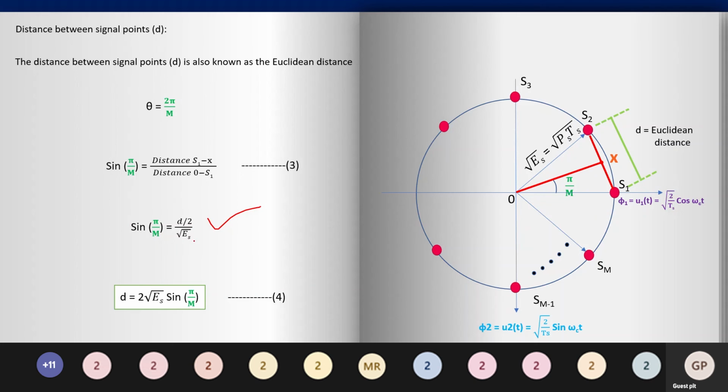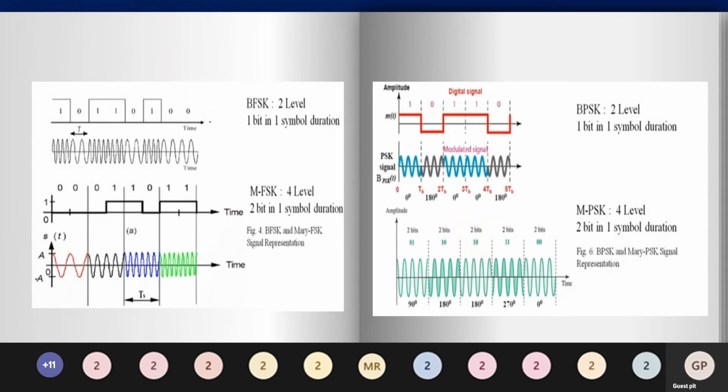So it's a very important formula. In distance calculation, they will ask you problems using it. So D is equal to, once you take D onto the other side, the other terms become 2 root Es into sine of pi by M. And as you can see, I have shown the difference between BPSK and M-ary FSK here.